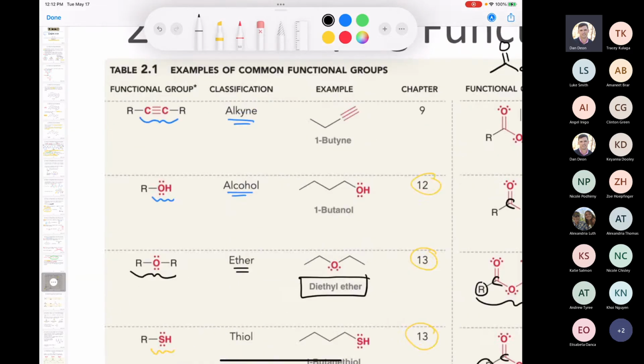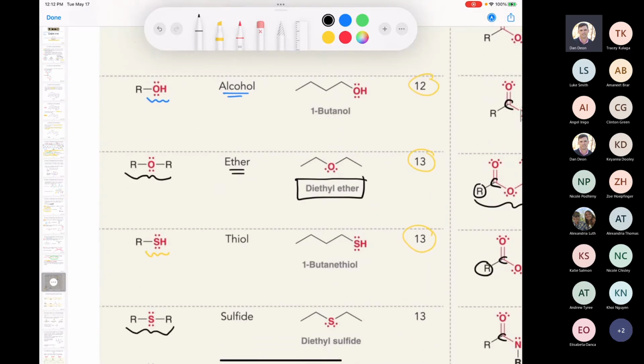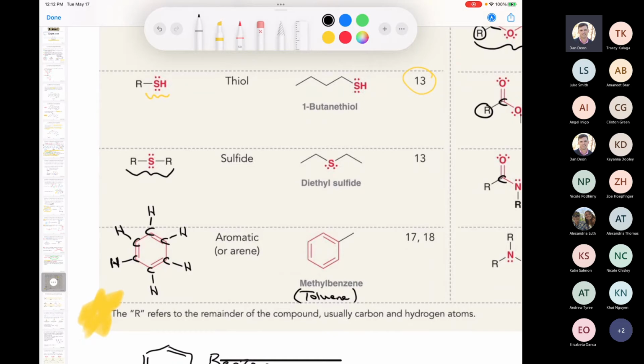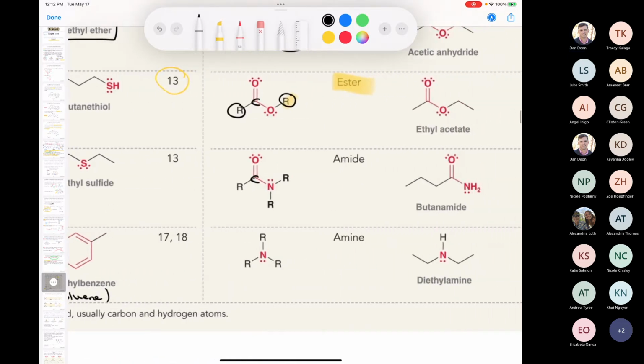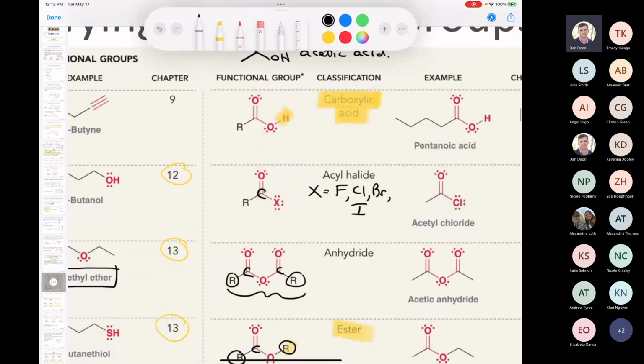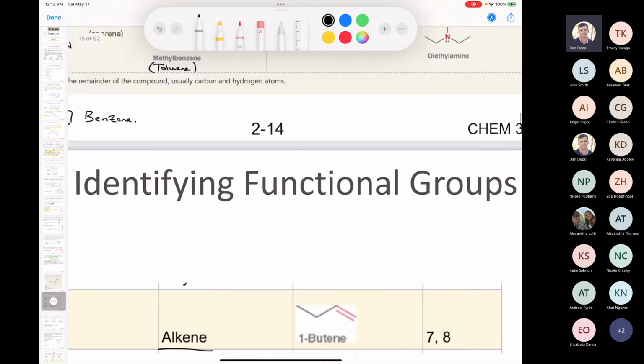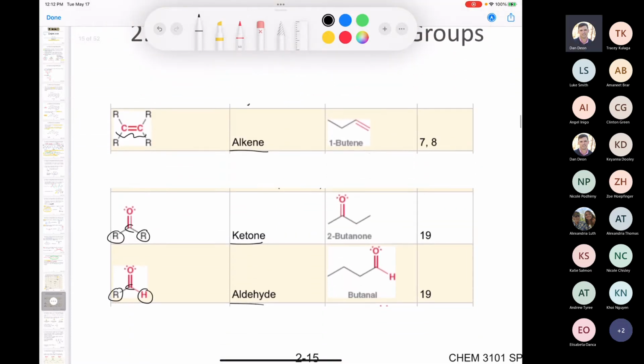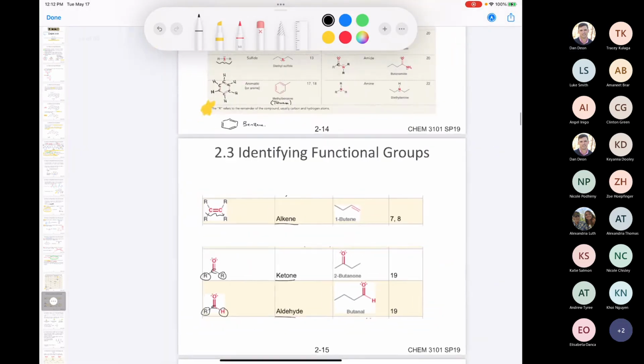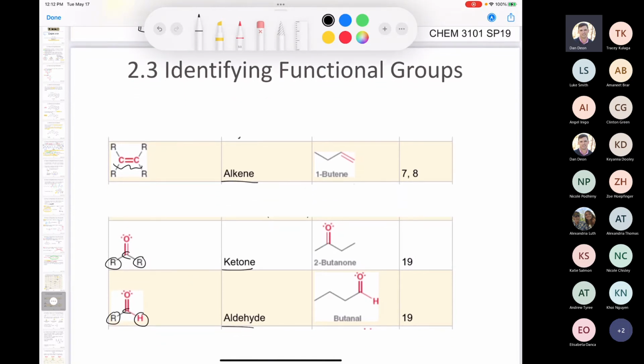So let's start from the top. We've got alkyne, alcohol, ether, thiol, sulfide, aromatic. Down here, we've got carboxylic acid, acyl halide, anhydride, ester, amide, amine, alkene, ketone, and aldehyde. So what I want you to do before the next class is practice the functional groups. And what we're going to do at the start of class on Thursday is start by looking at some compounds and seeing if we can identify functional groups.